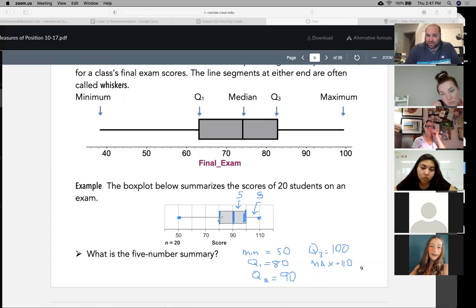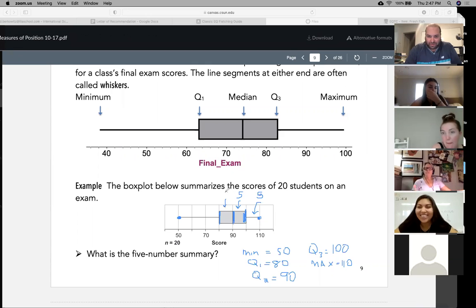How many students between 80 and 90? 10. That was stupid. 5. 25%. And then 5 students scored lower than an 80. Which means the majority of the students did very well on this exam.